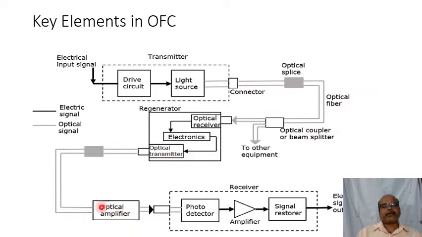Then next is the optical amplifier to amplify the signals. In the receiver the main part is a photodetector. Generally photodetectors are PIN diodes or avalanche photodiodes, and then the signal is amplified and we get the received signal. So these are the main key elements in optical fiber communication.